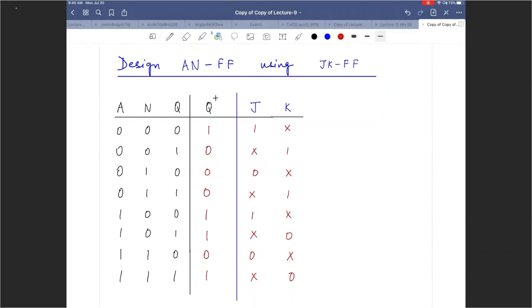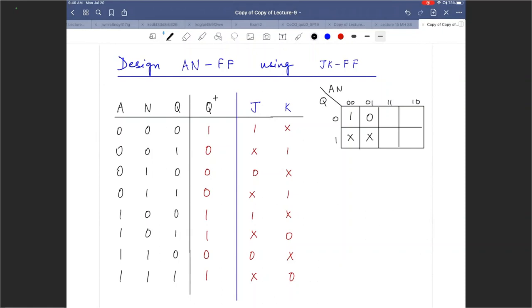Now my next step is to write J and K in terms of A, N, and Q. So for that, I would need some K-maps. Let's say I have A here, I have N here, I have Q here. 0, 0, 0, 1, 1, 1, 1, 0, 0, and 1. All right, so I'm going 1x, 0x. 1x, 0x. This is for J. 1x, 0x again. 1x, 0x.